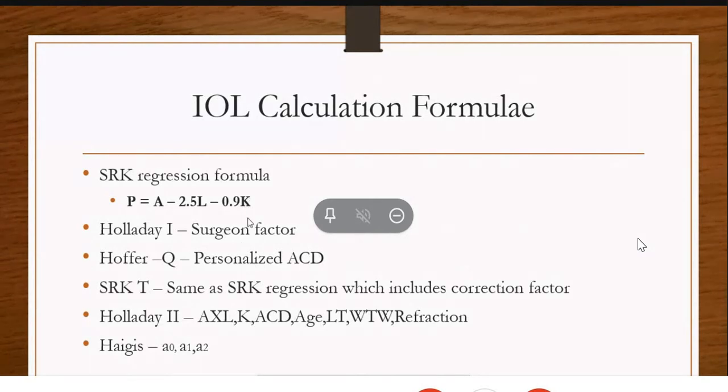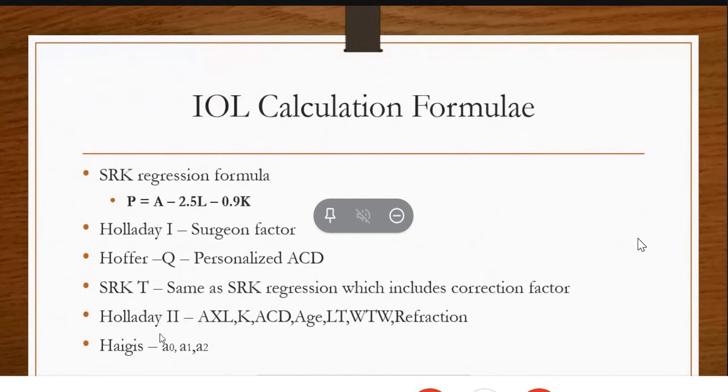So for each and every mm, we want to add or subtract 1 or 2 from the SRK formula, which gives the SRK/T formula. Then comes the Holladay 2. Holladay 2 is equal to SRK/T. So Holladay 2 is mostly used by the Western countries.